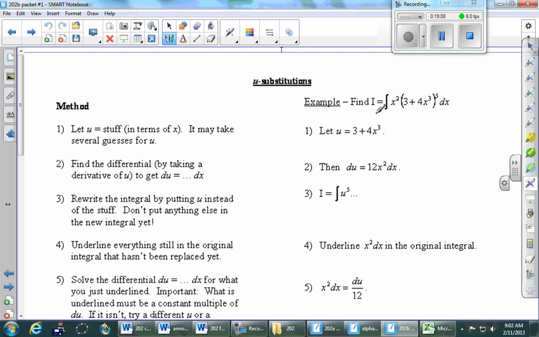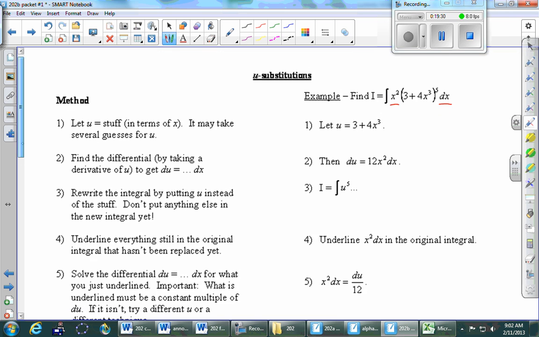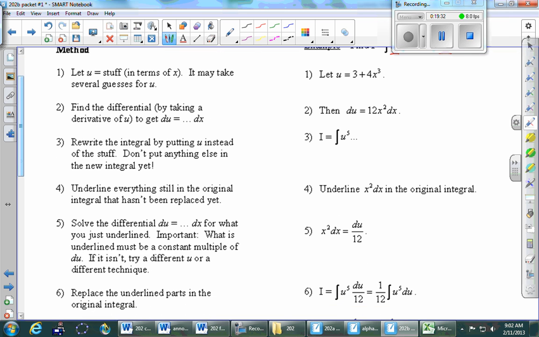Okay, and then we're going to Ernie for 4. Okay, what do I see in the original that isn't part of this u to the 5th? I see x squared, I see dx, everything else was the u to the 5th. Okay, then we'll go to 5. Andrew?